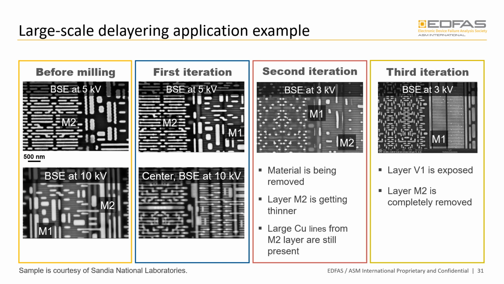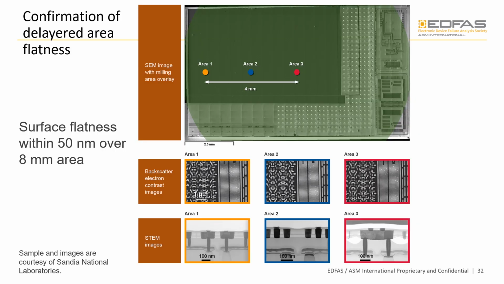After 3 sequences of ion milling, the top M2 layer was completely removed, exposing the via layer underneath. The goal of the delayering process was to remove metal layer 2 while having only a small portion of vias on top of the metal layer 1. Let's see how we did. As you can see, we obtained a very clean, large and uniform area across the region of interest. STEM images show that the vias protrude about 20 nanometers above M1. We successfully achieved surface flatness within 50 nanometers over an 8 mm area.